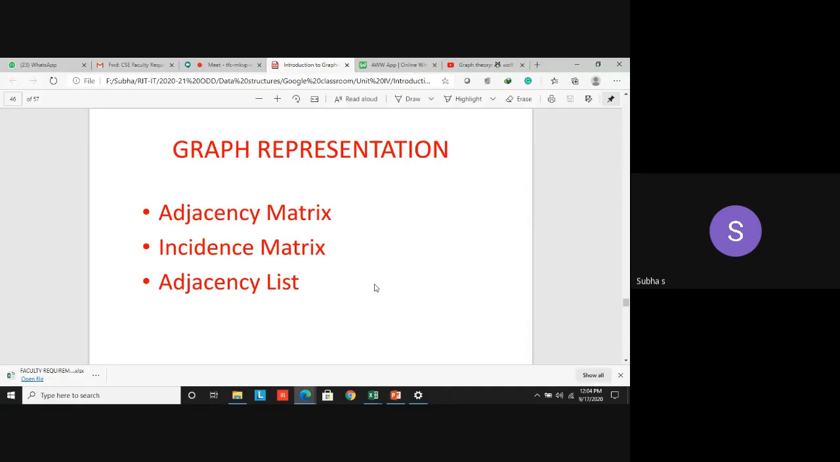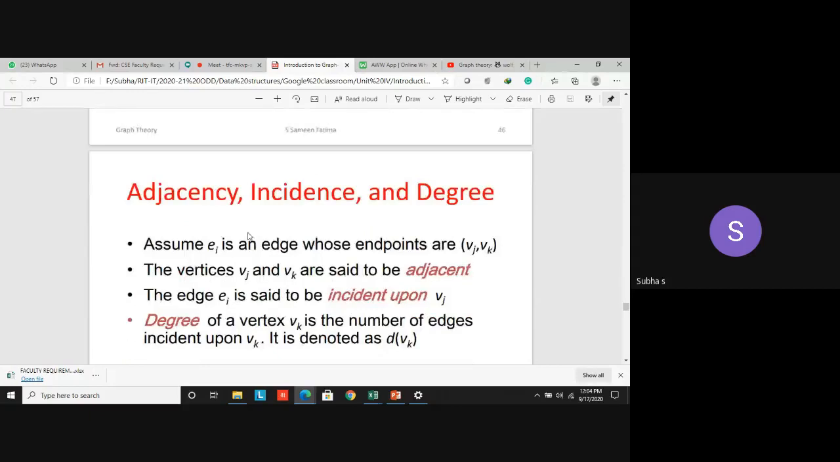We know adjacent vertices. How do we find the adjacent vertex for a particular node? If there is a direct edge from that node to another node, then the vertex connected by that edge is said to be adjacent. Two vertices are said to be adjacent if they act as the endpoints of a particular edge. We saw the definition, so based on that you are going to construct the adjacency matrix.